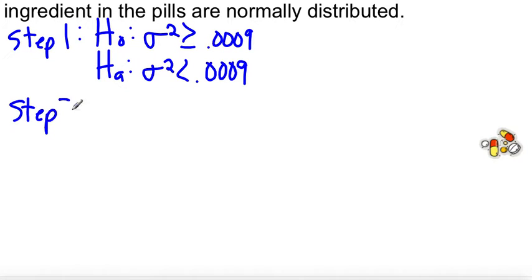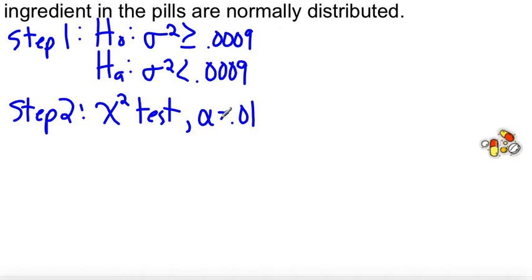Okay, step 2. Since we're doing variance, it has to be a chi-squared test. And we were told that alpha is 0.01. All right, step 3.